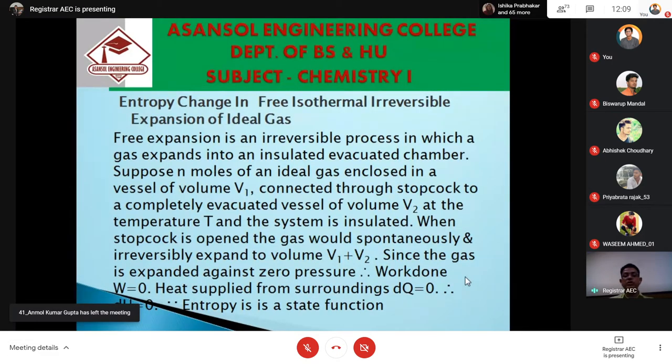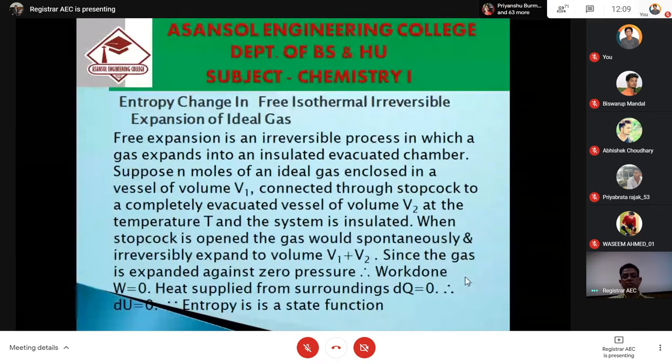When the del S value is equal to zero, that is equilibrium. When the del S value is greater than zero, that is a spontaneous process, very, very important. For all spontaneous, favorable processes, the del S value will be greater than zero, a positive value. When del S is less than zero, that is a non-spontaneous process, and it is generally very difficult for such a process to happen. So these are the values of del S to identify whether a process is spontaneous, non-spontaneous or at equilibrium.